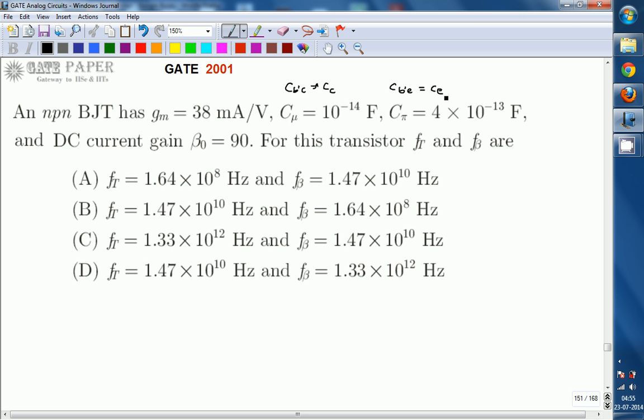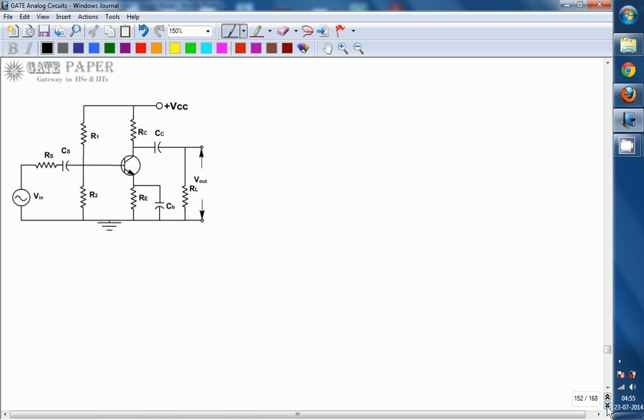Now we'll see how to obtain F tau and F beta. From that we will calculate the exact answer from the given parameters. So this is related to the high frequency response of a BJT.